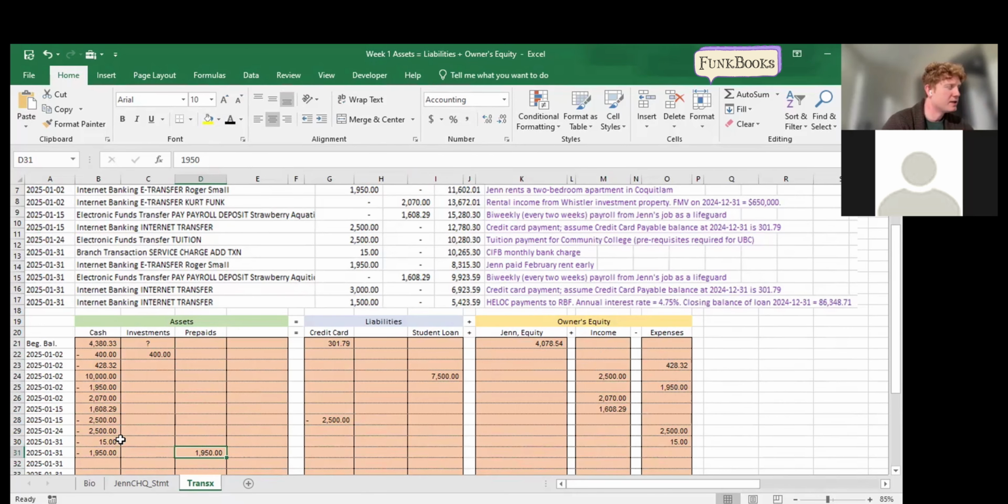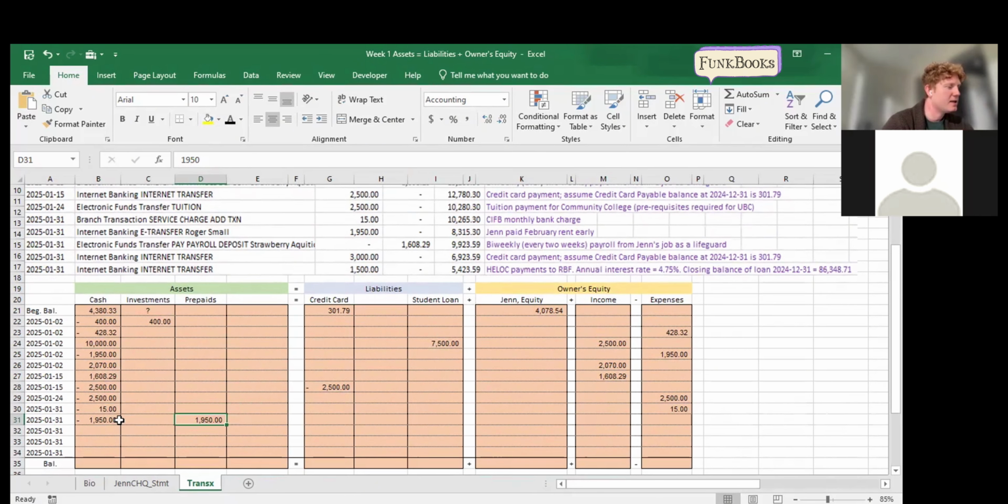So we're going to leave this in a prepaid. So that means in next February, we've already kind of paid in advance. That's when the expense could be expected to come in February.